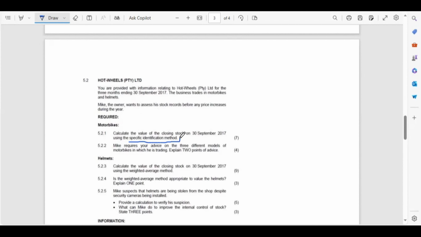Now, as we have said, the specific identification method is for companies which sell unique items, and those unique items should be big identifiable items, like for instance car dealerships. There are different car models which the dealership could sell, and each kind of model has its own cost price. Now this is the method that dealerships use, your specific identification method. Now they want us to use this method to calculate the value of our closing stock.